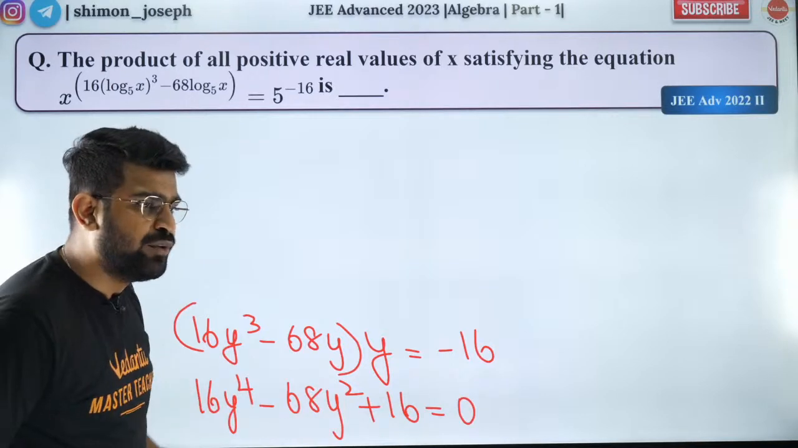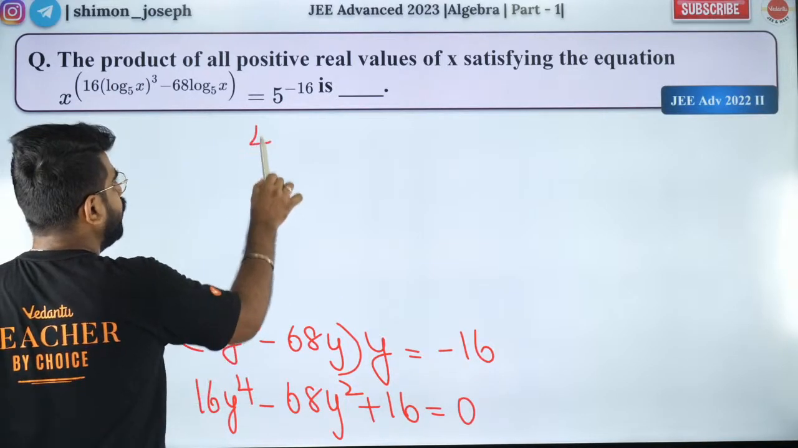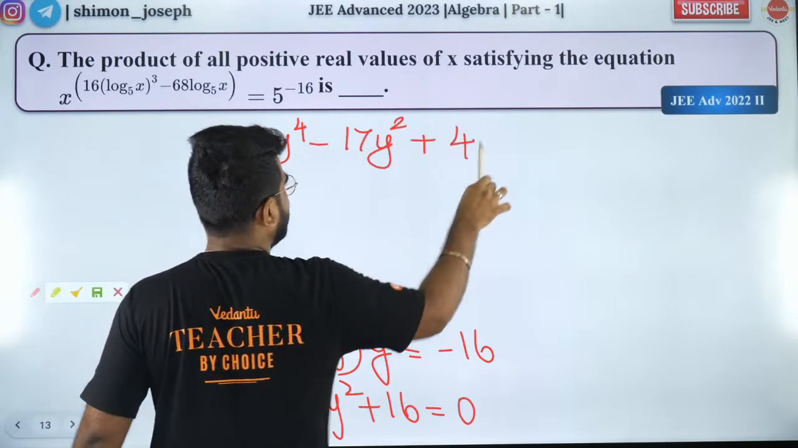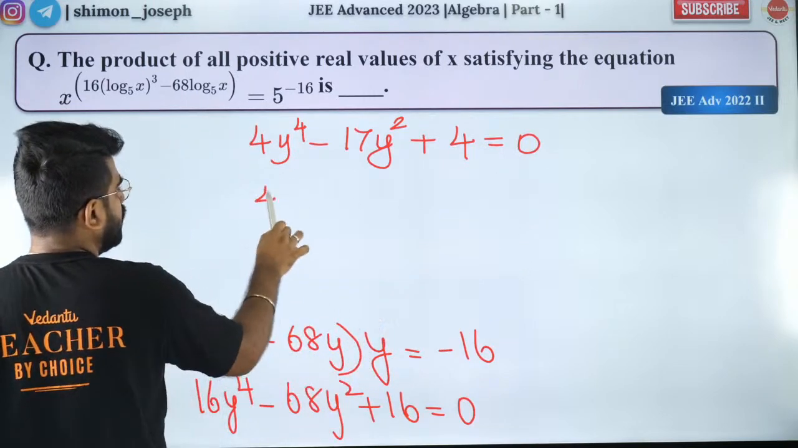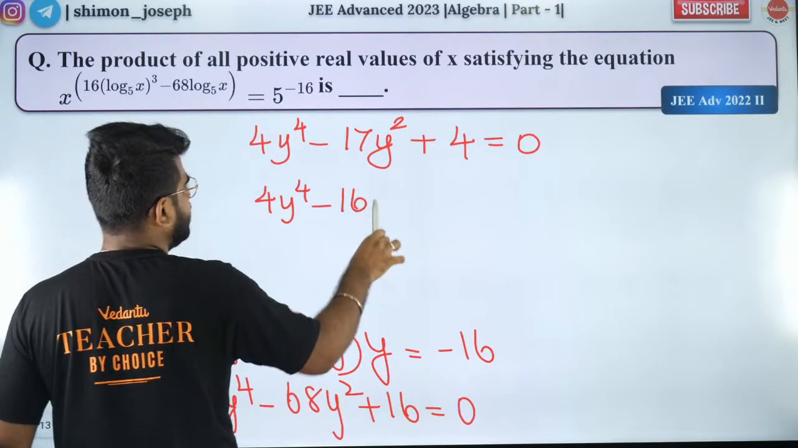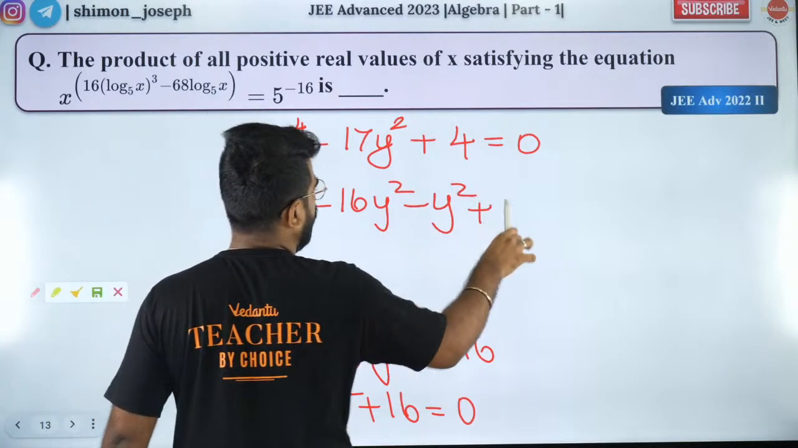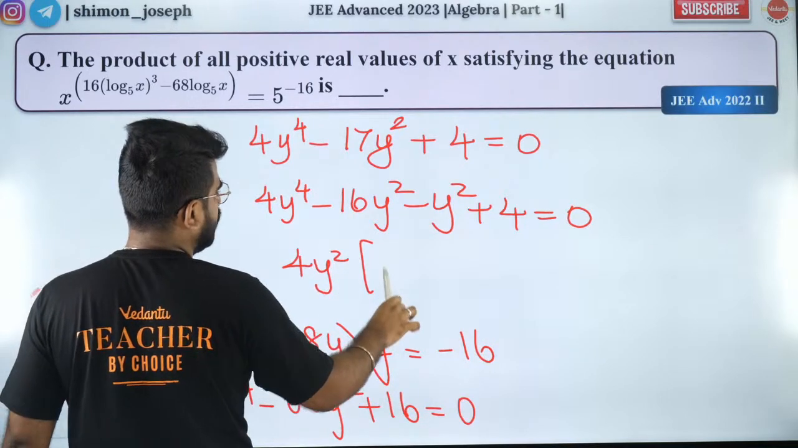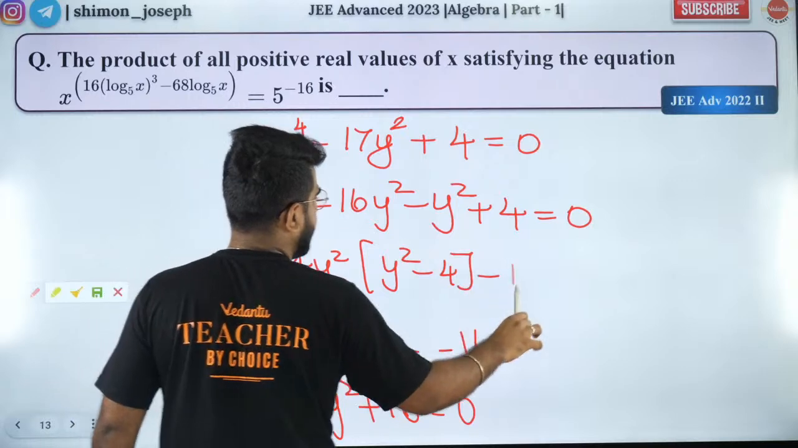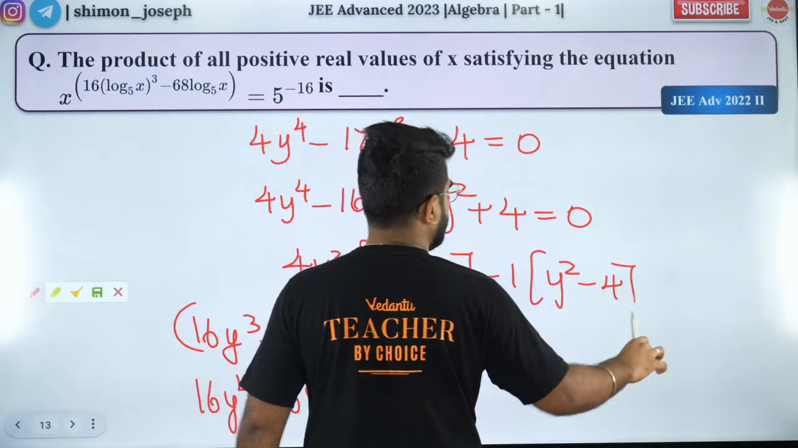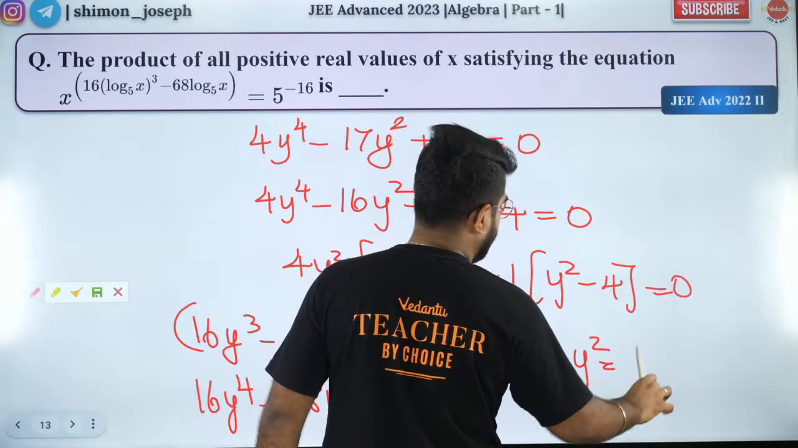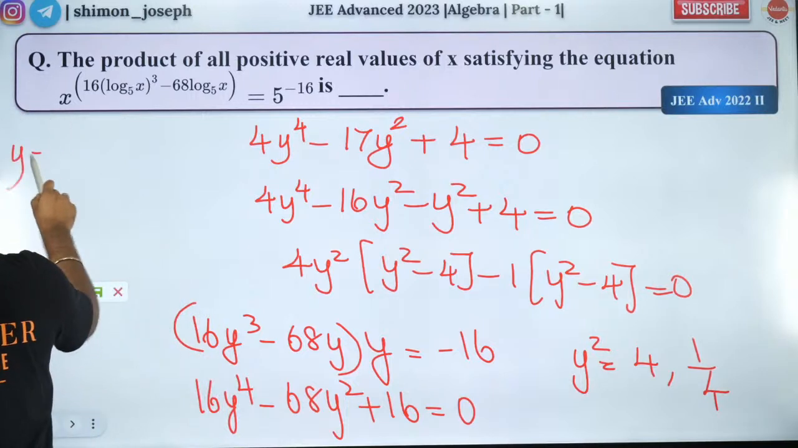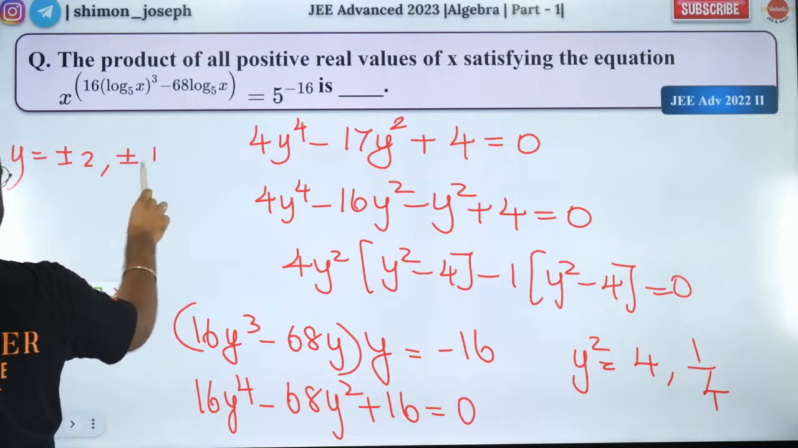So divide by 4. If I divide by 4, what will I get? I'll get 4y to the power 4 minus 17y square plus 4 is equal to 0. So I'll have 4y to the power 4 minus 16y square minus y square plus 4 is equal to 0. So I'll have 4 common, y square common. I'll have y square minus 4 into 4y square minus 1 is equal to 0. So I'll have y square is equal to 4 or 1 by 4. Correct? So y will be what? y will be plus or minus 2 or plus or minus 1 by 2.